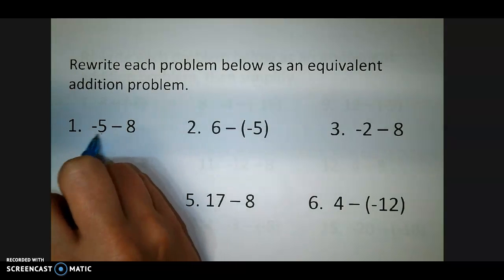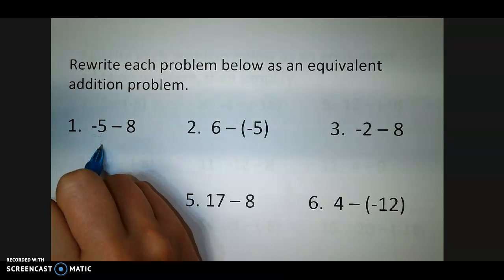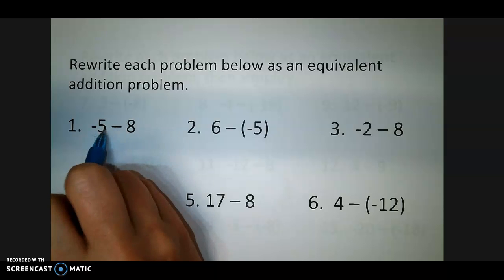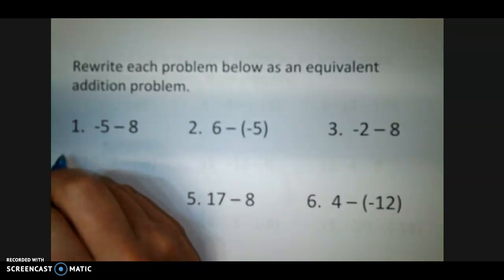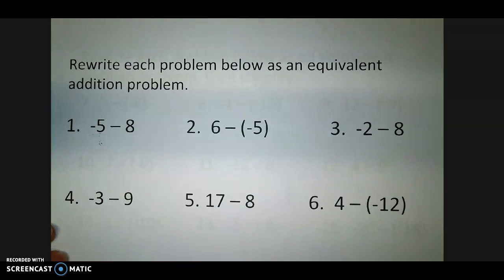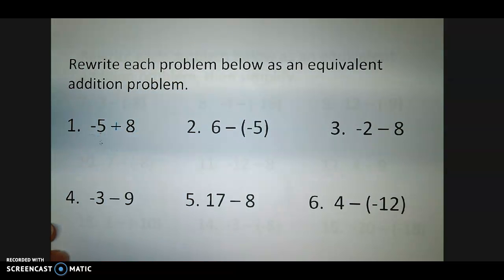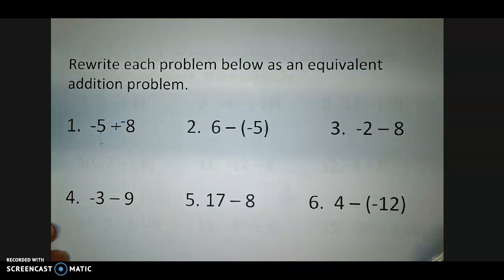I never, ever, ever change this first number. Leave the first number alone. It does not change. But I am going to take this subtraction sign, so negative 5 minus 8. On a number line, I would start at negative 5, and then I would keep going to the left 8. I'm going to change the subtraction to addition. And then I want the opposite of the 8, and the opposite of positive 8 is negative 8.